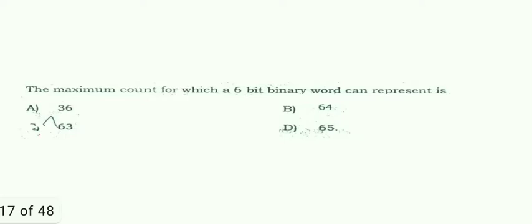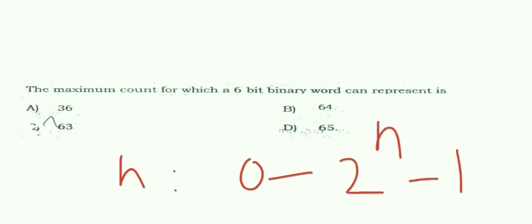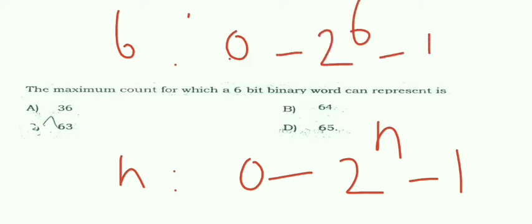Next one, the maximum count which a 6-bit binary word can represent is, right? By using n bits, we can represent from 0 to 2 power n minus 1. So by using 6 bits, we can represent from 0 to 2 power 6 minus 1, that is 63. So the maximum count that can be represented by using 6 bits is 63. Option C is the right answer.